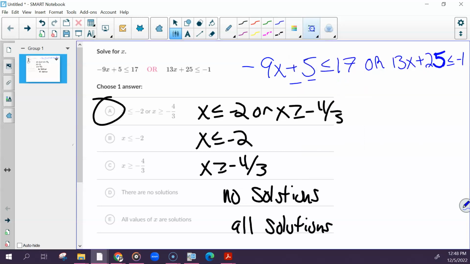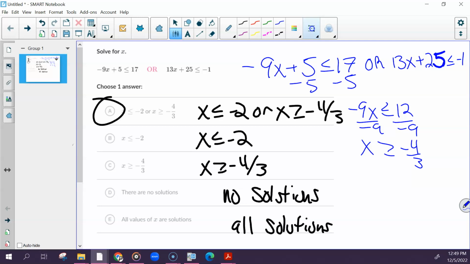So we would subtract 5 from this one. Negative 9x is less than or equal to 12. Divide both sides by negative 9. Because we're dividing by a negative, the sign is going to change direction. And then reduce your fraction, so negative 4 over 3.